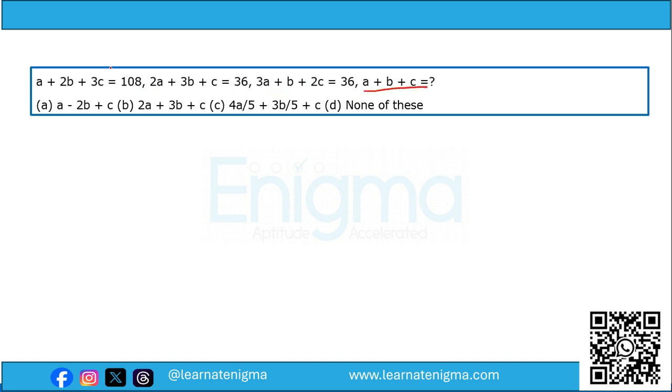Okay. Now, if we add equation number 1, 2, and 3, you will have a + 2a, that is 3a, plus 3a, that is 6a, plus 2b plus 3b, that is 5b, plus b is 6b, plus 3c plus c, 4c, plus 2c, that is 6c, is equal to 108 + 36 + 36, that is 180. So if we divide throughout by 6, it will be a + b + c is equal to 30.